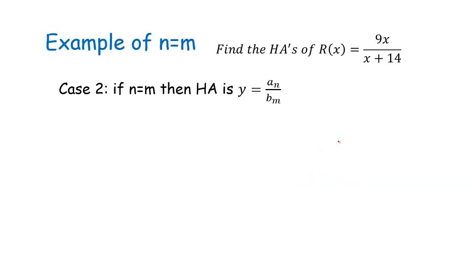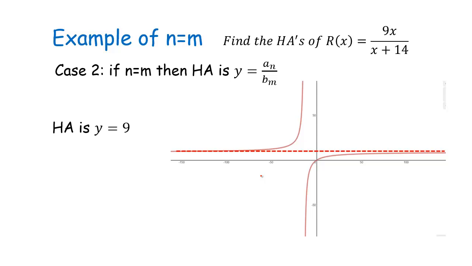Here's another example of case 2, just because it's so easy. The degree of the numerator is 1 and the degree of the denominator is 1. The horizontal asymptote is y equals, the leading coefficient in the numerator is 9 and the leading coefficient in the denominator is 1. Y equals 9. And here's a picture of that graph.